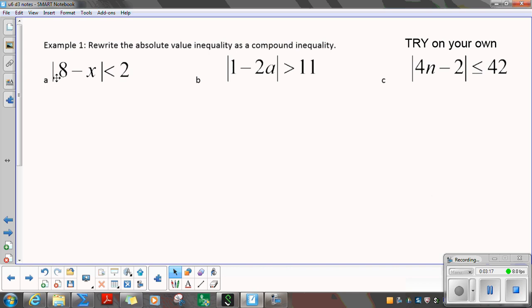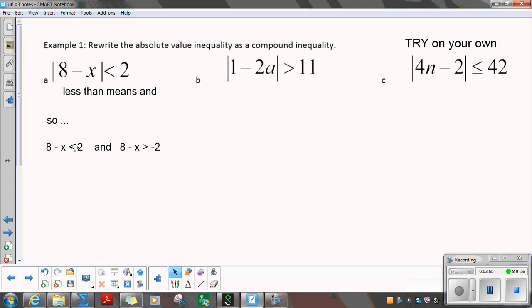A, we have the absolute value of 8 minus x is less than 2. Okay? So less than means that it's an and statement. Alright? So, the way we write this is we basically just rewrite this whole thing without the absolute value symbol. So, 8 minus x is less than 2, and then we write it again, but we flip the sign and we change this 2 to be a negative. 8 minus x is greater than negative 2.